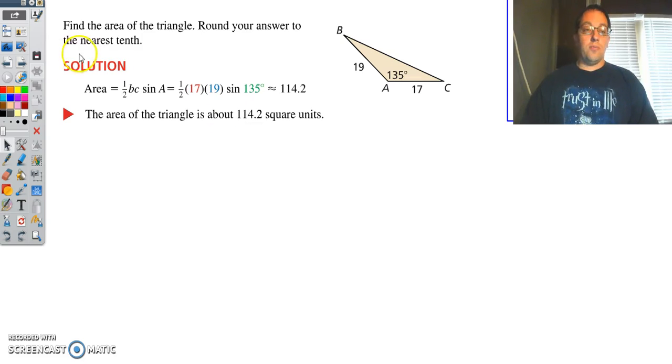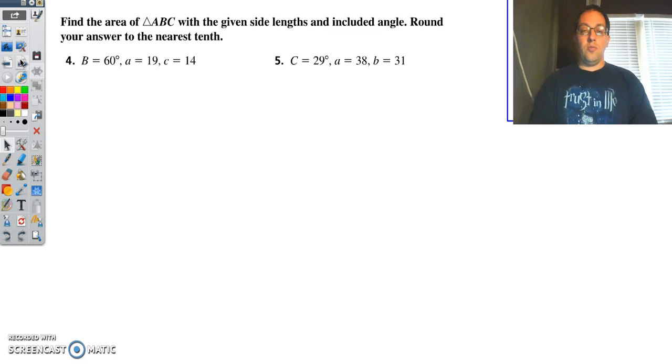So this is really pretty simple stuff. I want y'all to do these two problems right here. Pause the video, see how you do, then come back and see what you get.